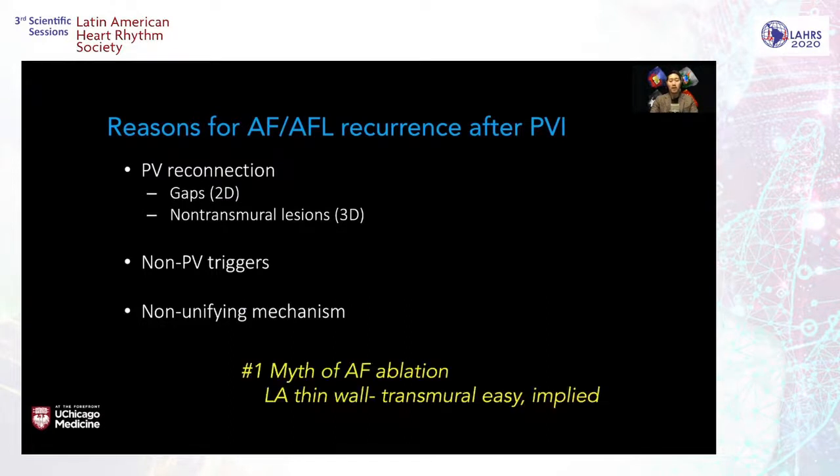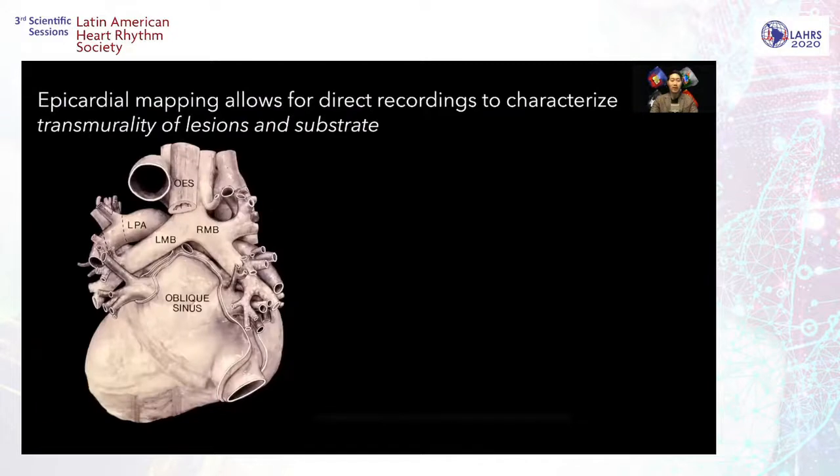But the number one myth related to atrial fibrillation ablation is that the left atrium is a very thin-walled structure, and epi and endo are probably the same, and transmurality should be quite easy. And I think we're learning that that's simply not the case.